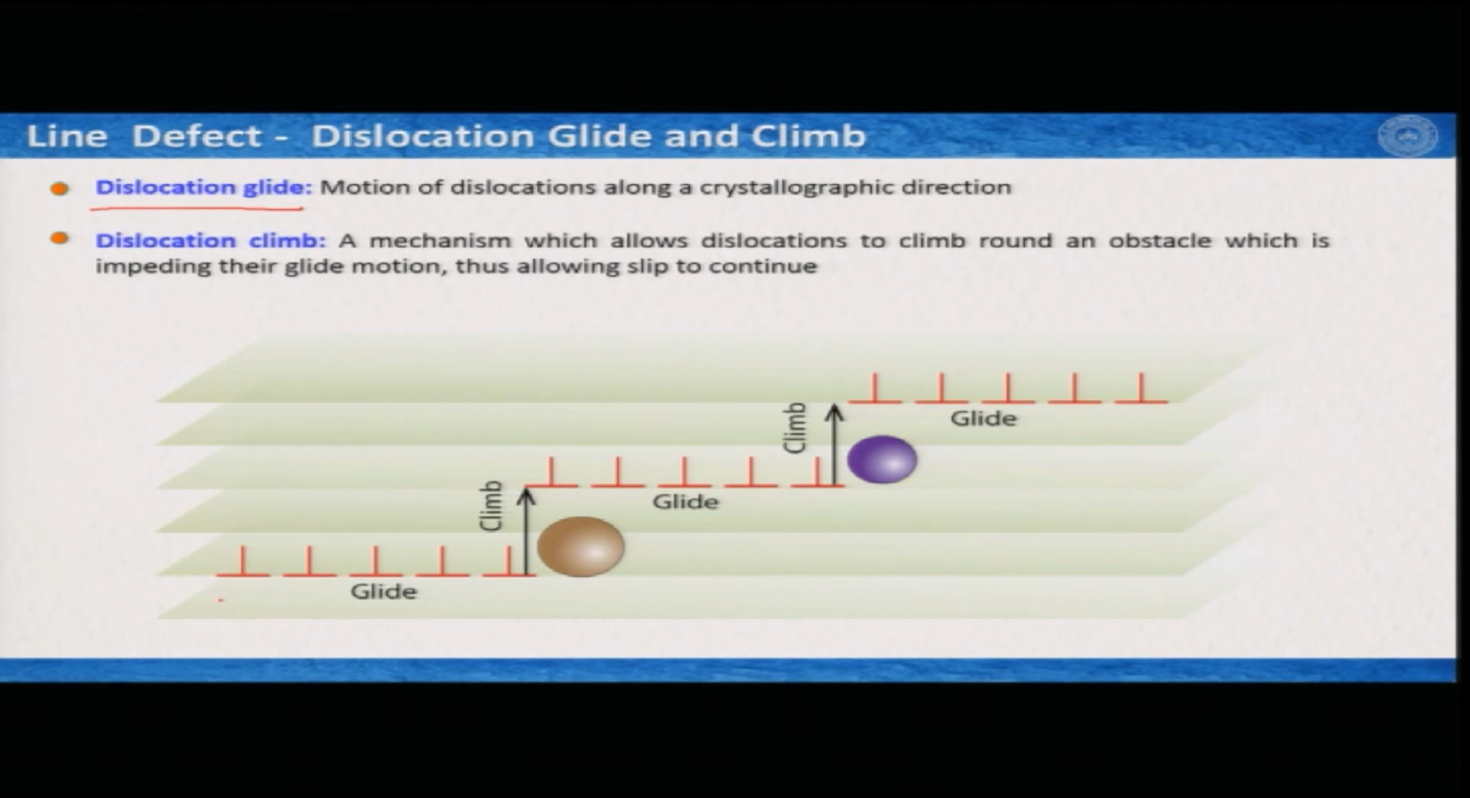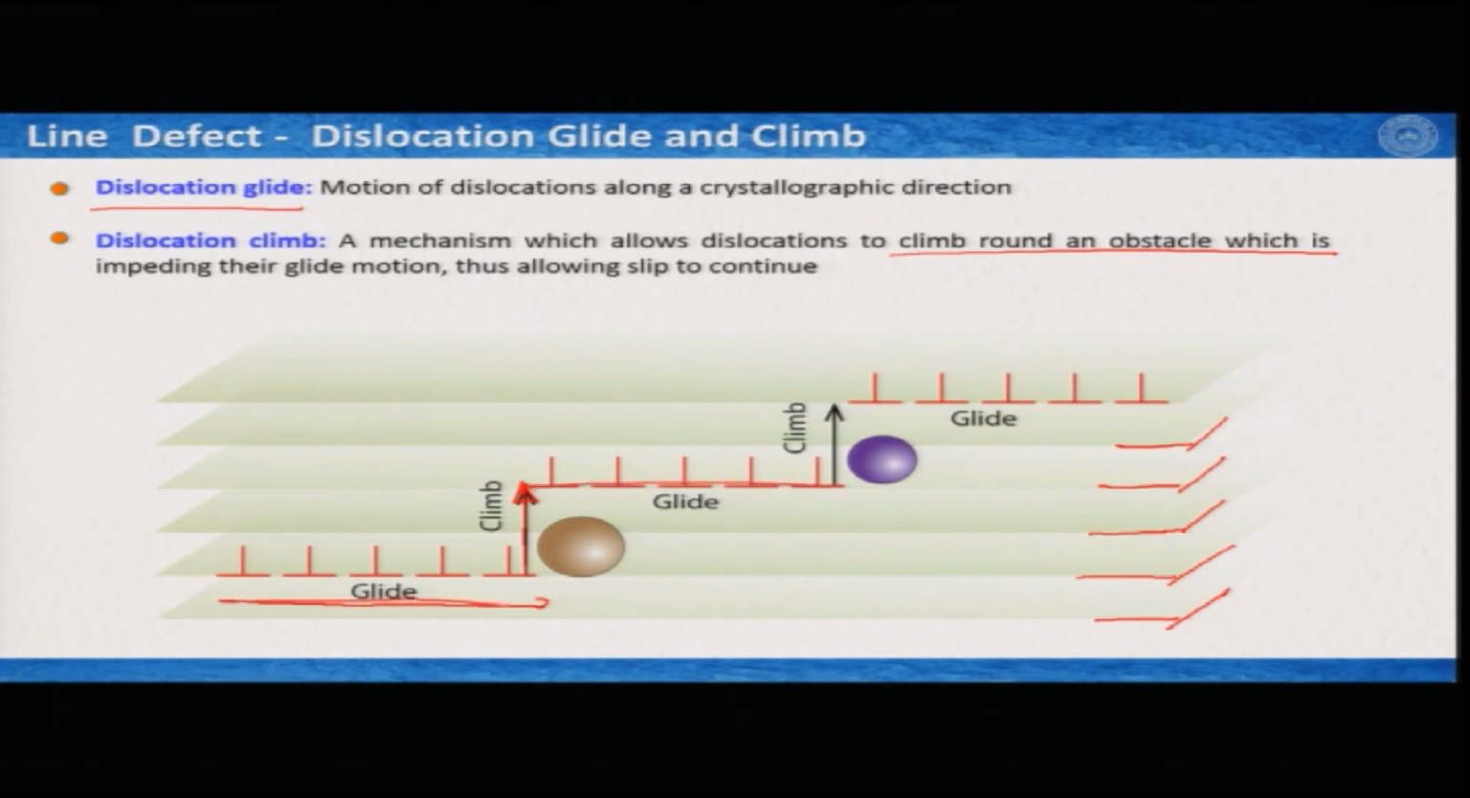What we see here is that it is gliding on a single plane. So, these are your individual glide planes stacked in a crystal. Now, a climb happens when you have an obstacle which is impeding their glide motion, it stops the glide motion and it allows the dislocations to jump to another crystallographic plane and then continue glide.